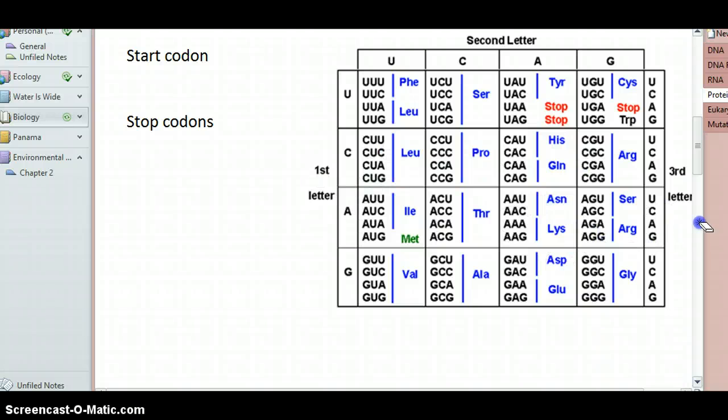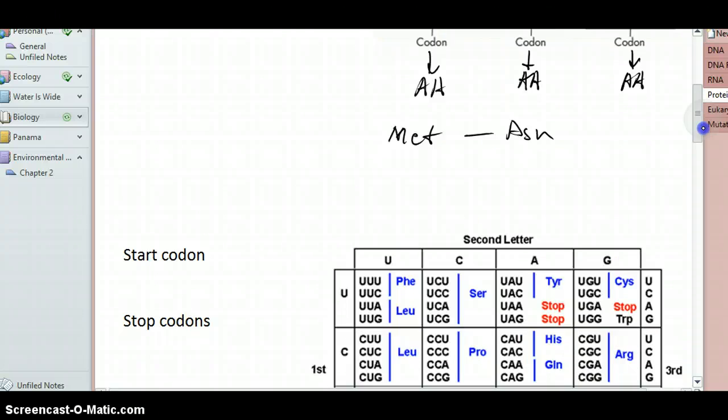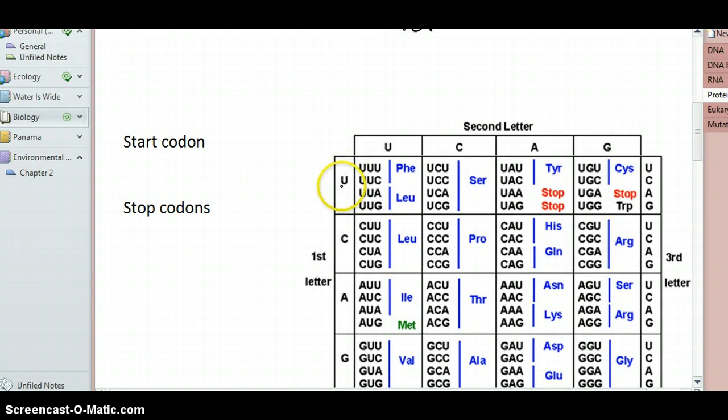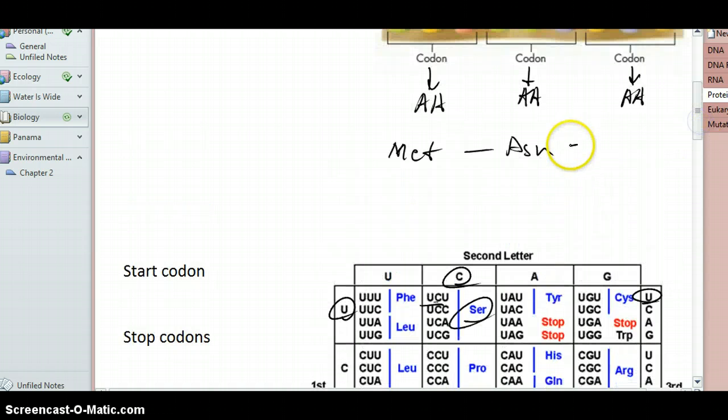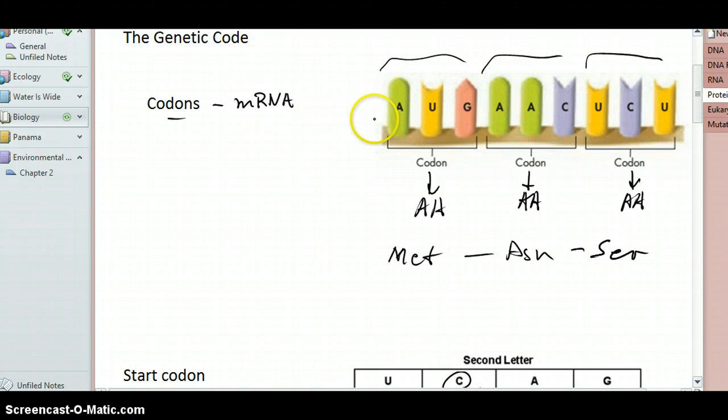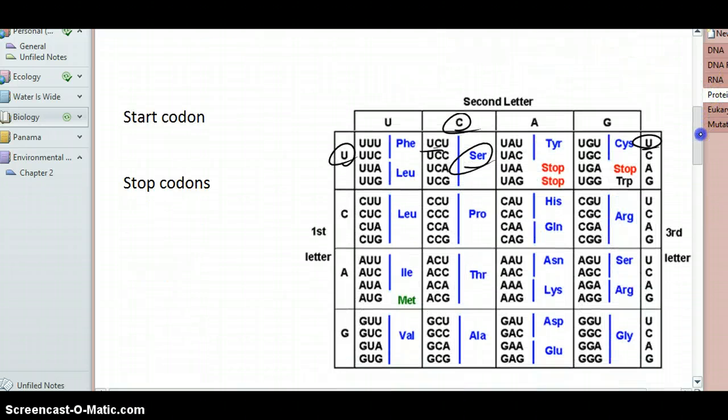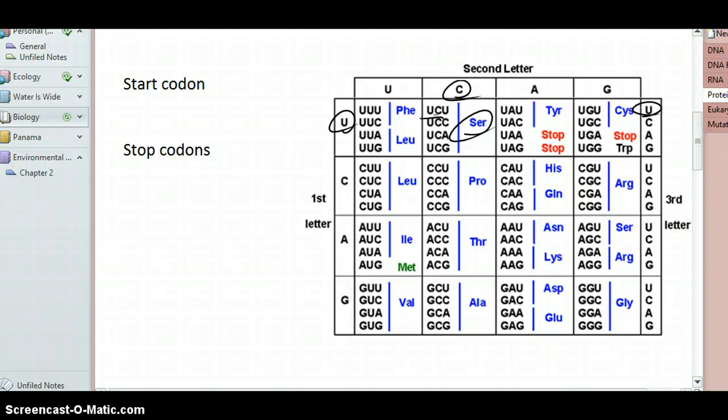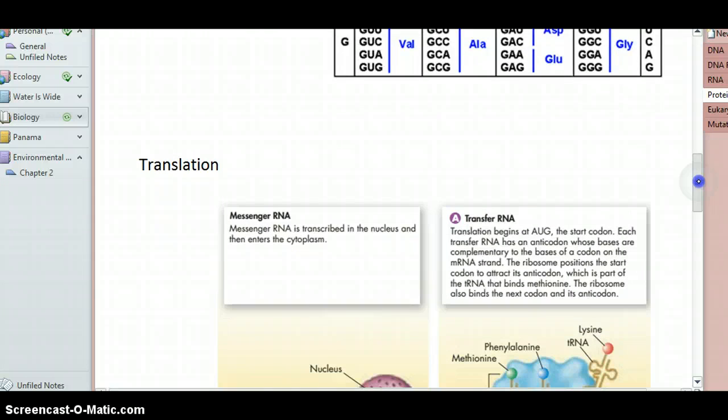All right, what did I say, UCU? So UCU would be here, here, and here, UCU, so that gets us to the amino acid serine, S-E-R. So this stretch of mRNA codes for the amino acid sequence MET, ASN, serine. Okay? So that's how you use the genetic code. We'll practice that more in class so that we know how to use it.